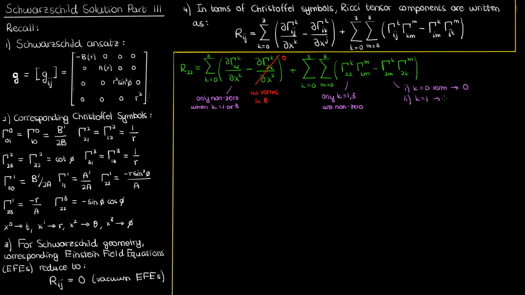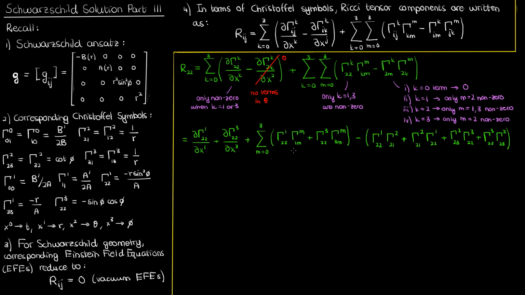The k equals 1 term is only non-zero when m is 2. The k equals 2 term is only non-zero when m equals 1 or 3. And the k equals 3 term is only non-zero when m equals 2. If we now apply these simplifications, here's what we'll get. We're still left with this summation in the middle. The first term in the summation is non-zero for m going from 0 to 3, so we'll have to fully expand it out. The second term is only non-zero when m equals 2. We'll now plug in our Christoffel symbols.